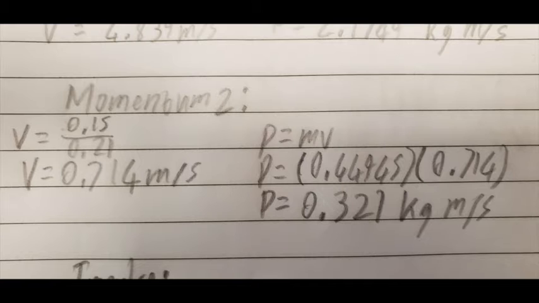Now this was the first momentum, or the momentum of the object as it was falling down initially. Now to calculate the impulse, we must understand that impulse is related to the momentum of the object after an external force was acted upon it. So to calculate the velocity of the object after the collision: it traveled 15 centimeters, or 0.15 meters, within a span of 0.21 seconds, meaning that the velocity is 0.714 meters a second.